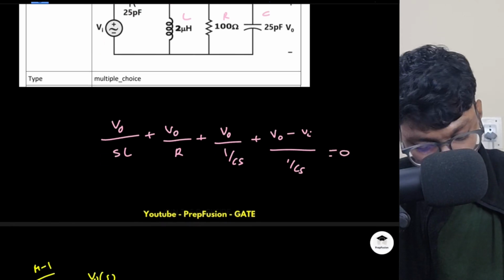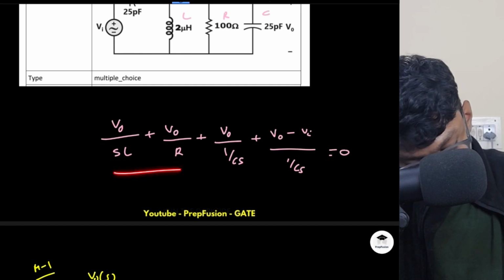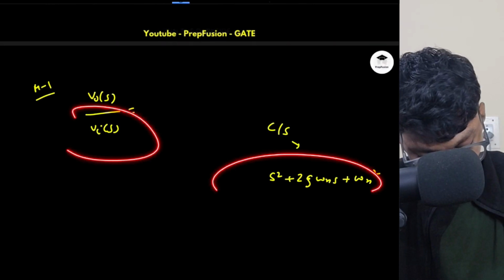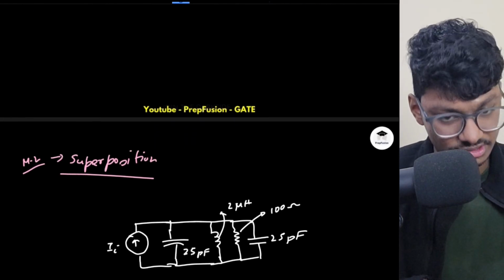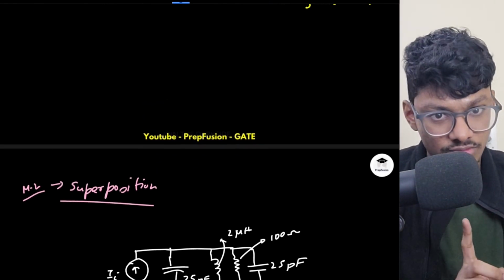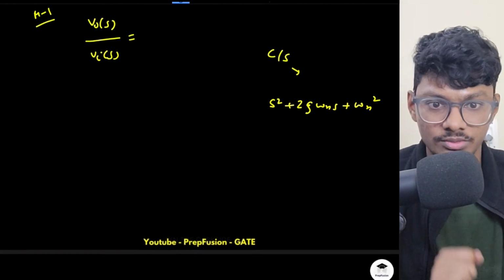You solve this, you will find VO over VI. Then you will compare with the standard characteristic equation, the denominator, and from there you will get the same results. But remember, your zeta will not be more than 1. Zeta here will be exactly equal to 1. This will be the answer of this question.